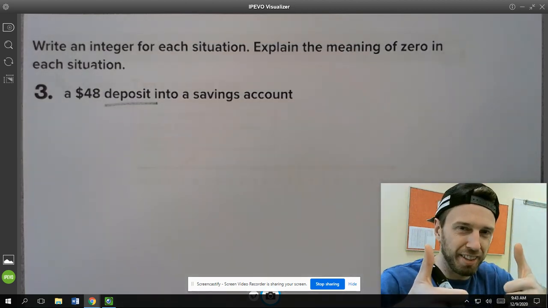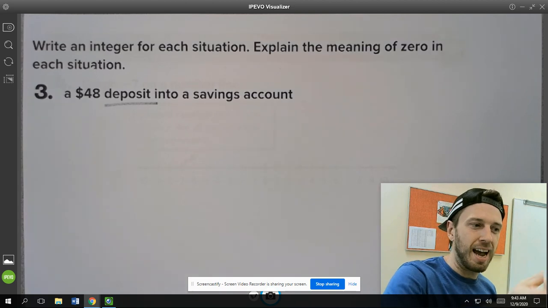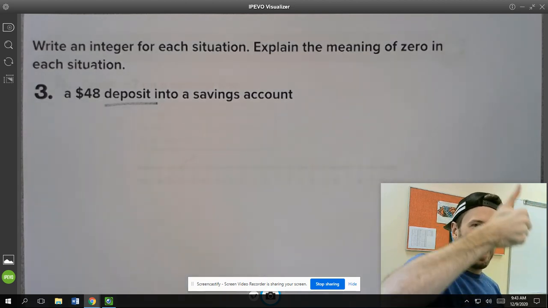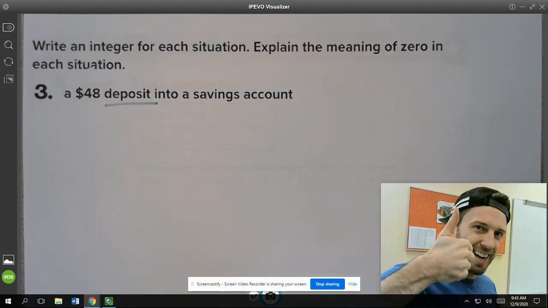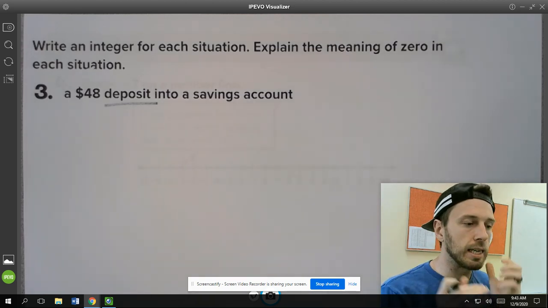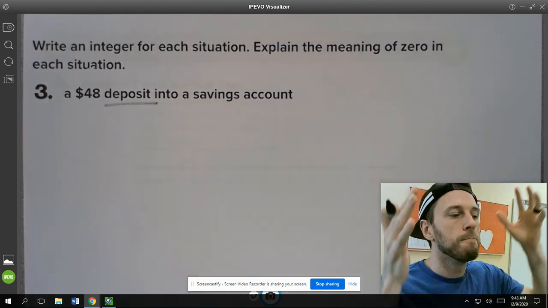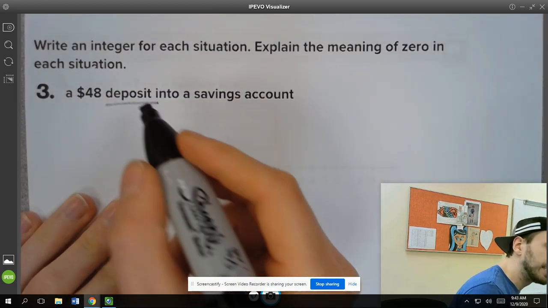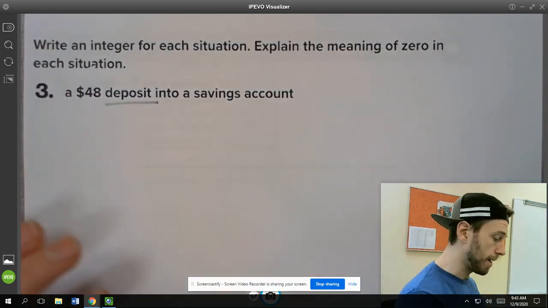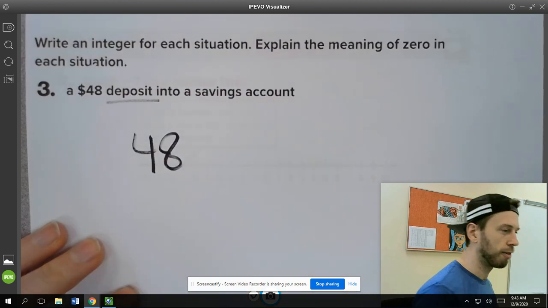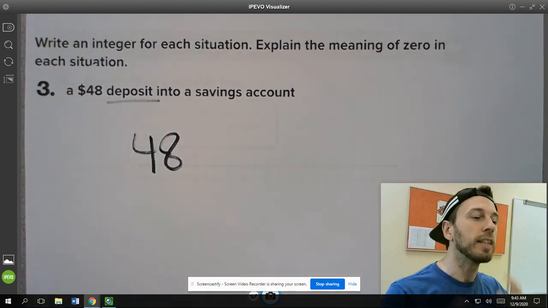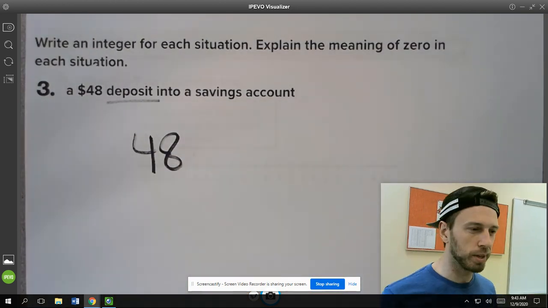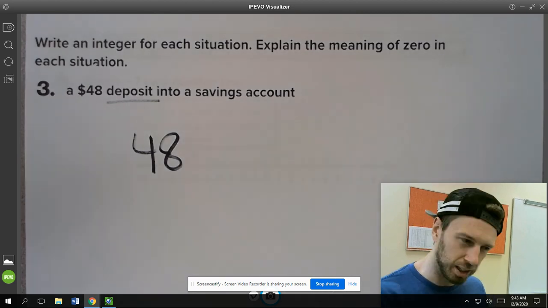That's a good thing, right? That means the money in my account is going to increase, and increasing is positive. Okay, so deposit is a good thing. You're putting money in, it's increasing. So what we would say for the number 48 in this case is that it is a positive 48. So I would just write a 48. Now again, you can put a plus sign in front of it, that's okay, but we've never really done that before. No reason to start now. It's a positive 48.